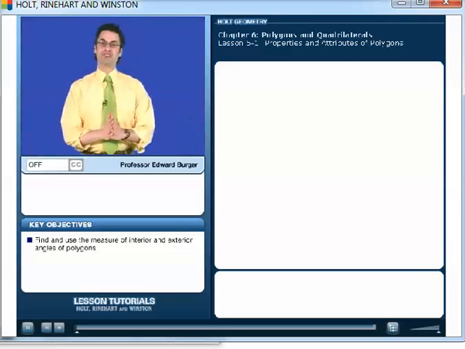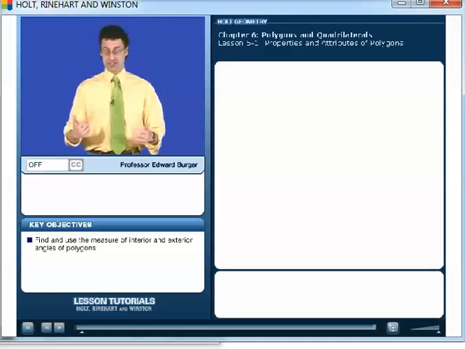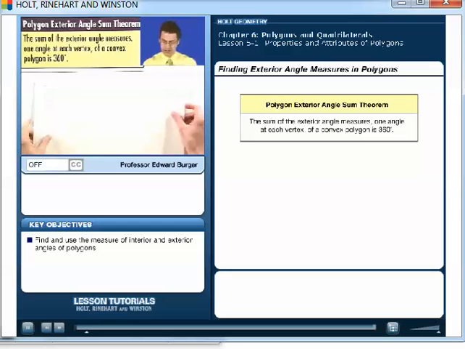All right, but now I want to show you a theorem that's just as cool as the last one. Now let's look at exterior angles. So here's the polygon exterior angle sum theorem. It's sort of a mouthful, but the theorem itself is really cool. It's that the sum of the exterior angle measures, one angle at each vertex of a convex polygon, is 360 degrees. A lot of words there.